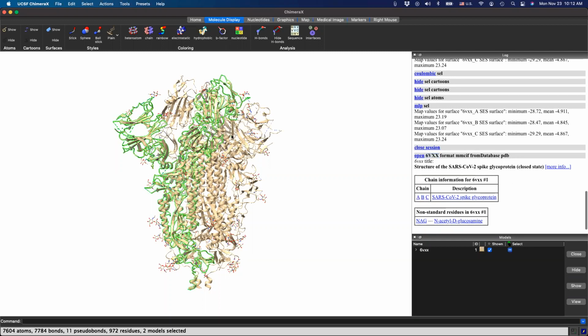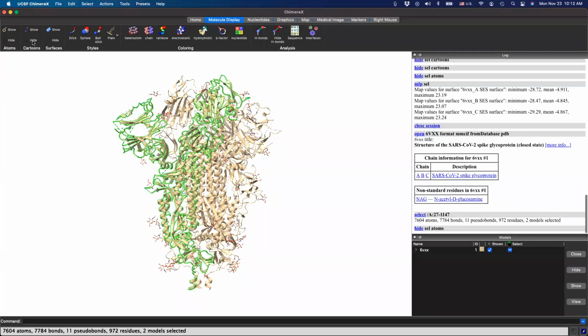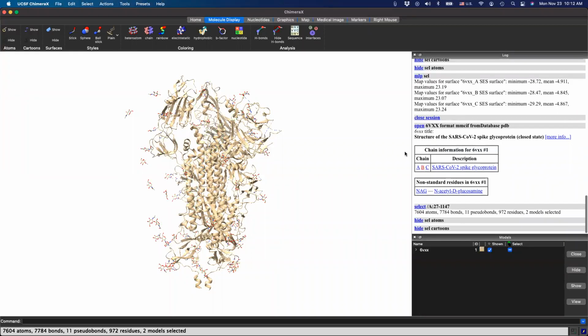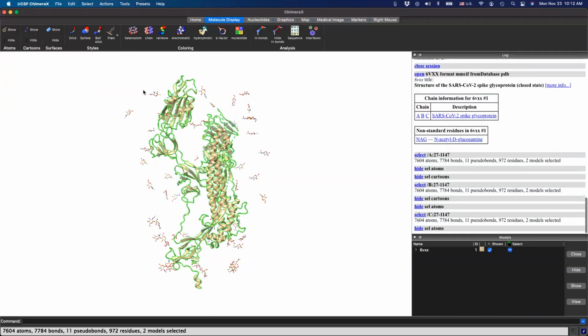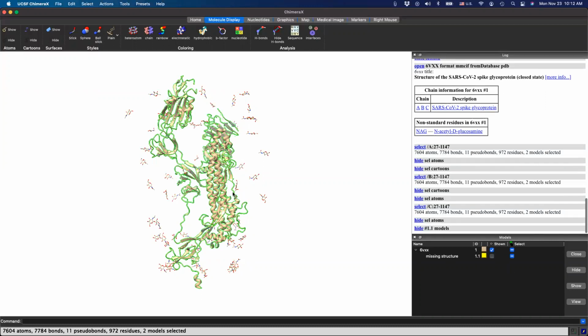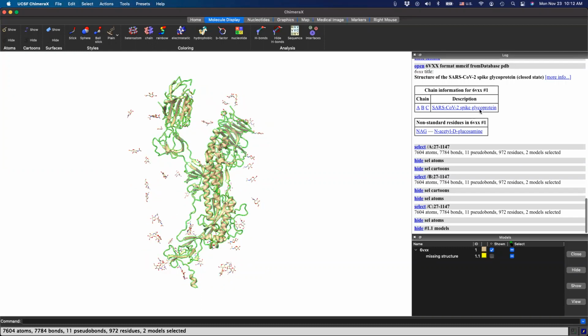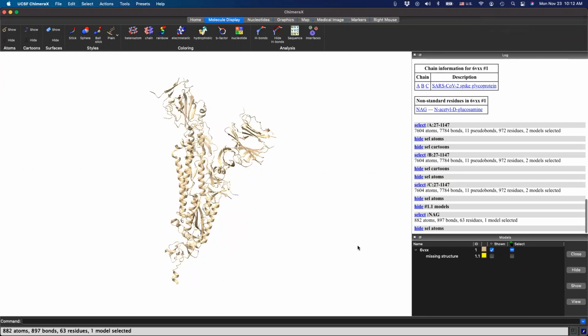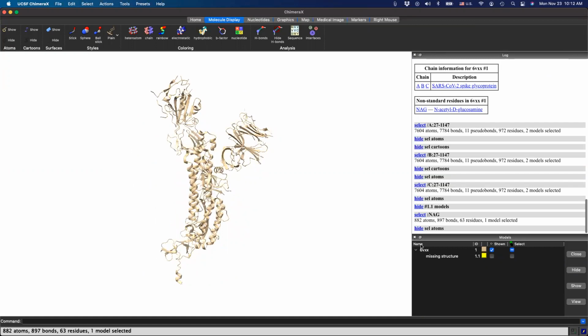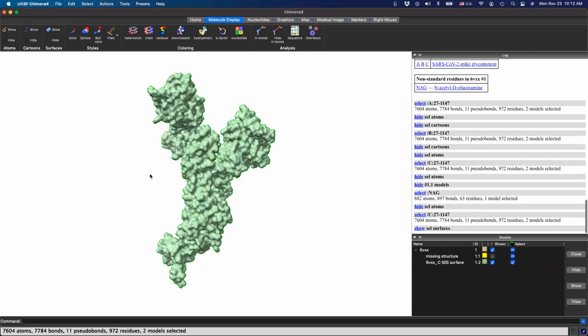For example, I can select this chain. Here you can go to molecule display. Here I can just hide everything. So I'm just going to hide this and also hide this. Here you can also see we have 3 different chains. We don't want to see the missing structures. This is one of the chains that we have. And here we also have the non-standard residues. For now, we can hide them. So this is just one of the chains that we have, and we can look at this chain as a surface. This is the surface.